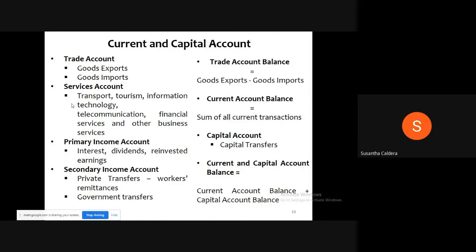When we talk about the trade account, trade account means goods exports and goods imports. Everything is within the balance of payment. For international trade, guys, this is the most important thing. Trade account.